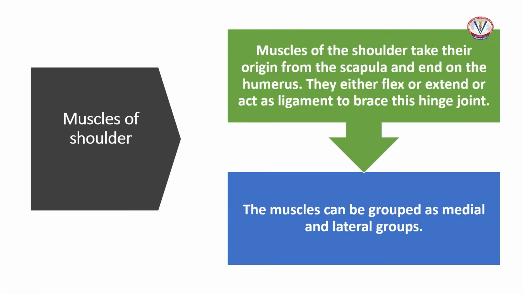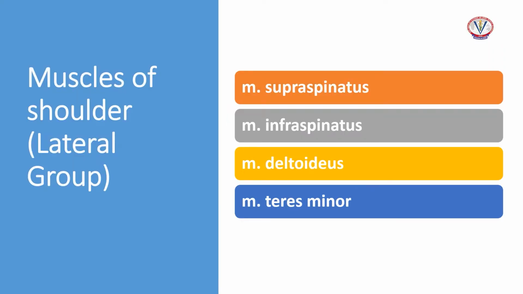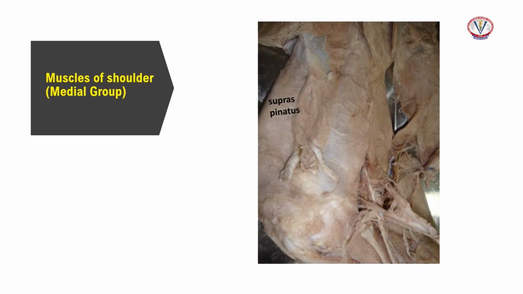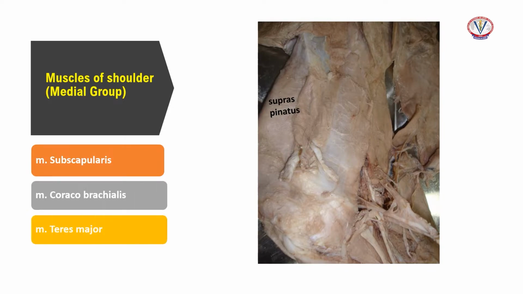The muscles of the shoulder take their origin from the scapula and end on the humerus. They either flex or extend or act as a ligament to brace this hinge joint. The muscles can be grouped as medial and lateral groups. The lateral shoulder muscles include supraspinatus, infraspinatus, deltoideus and teres minor, while the medial shoulder muscles include subscapularis, coracobrachialis and teres major.